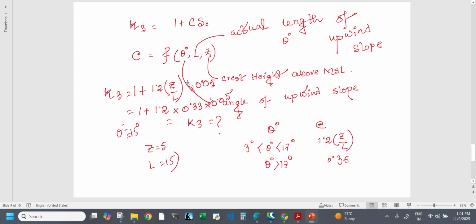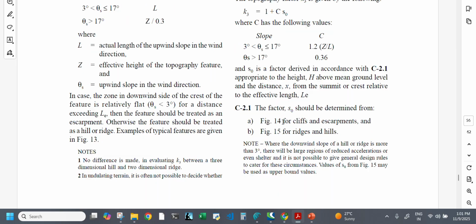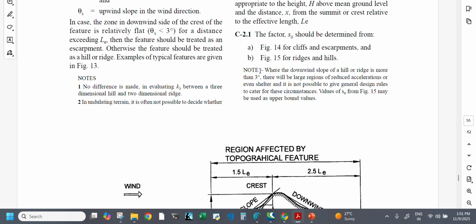So by this way we can calculate this value. So where the downwind slope is more than 3 degree, there will be a large region of reduced acceleration, even shelter, and it is not possible to give a general design rule to cater to such a value. S0 is taken as the upper bound value.